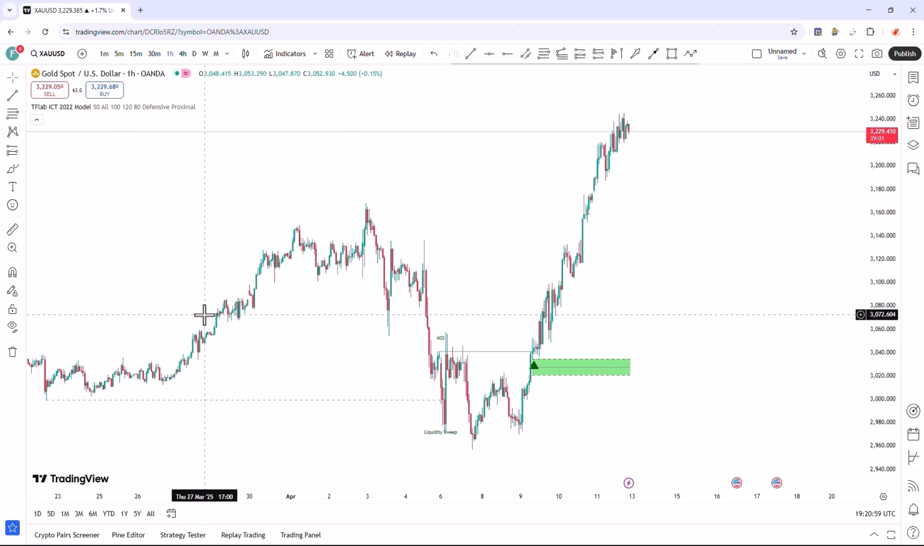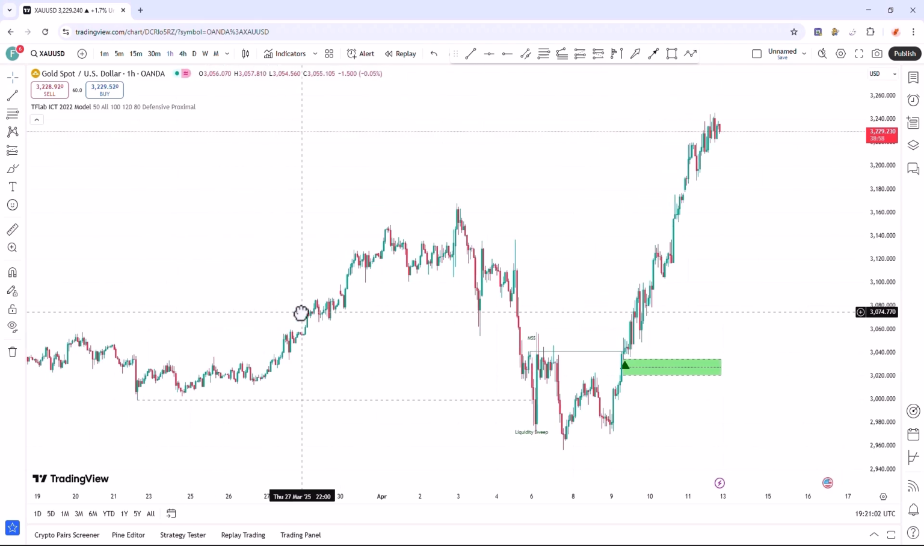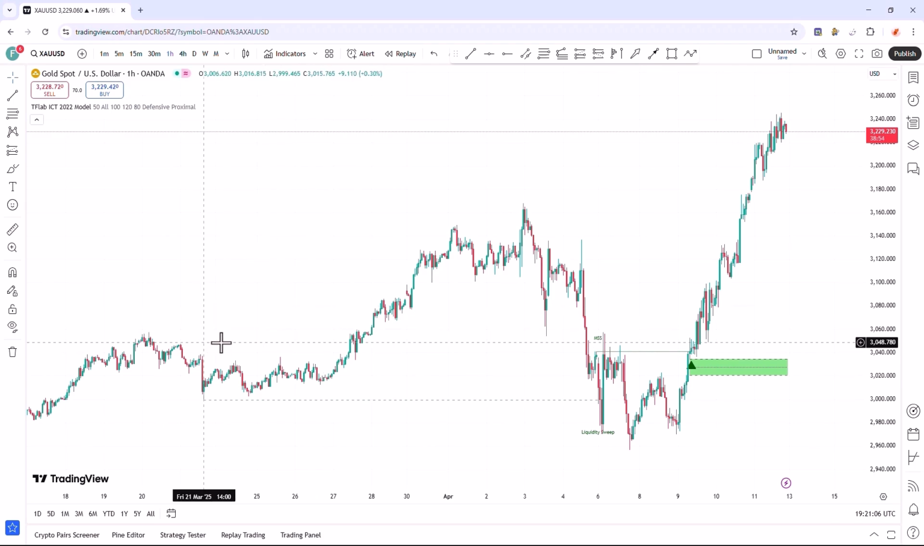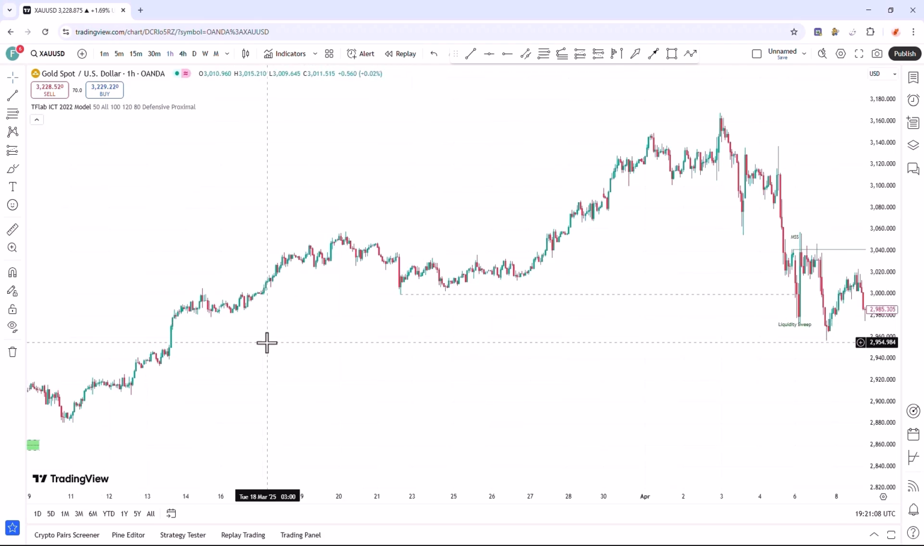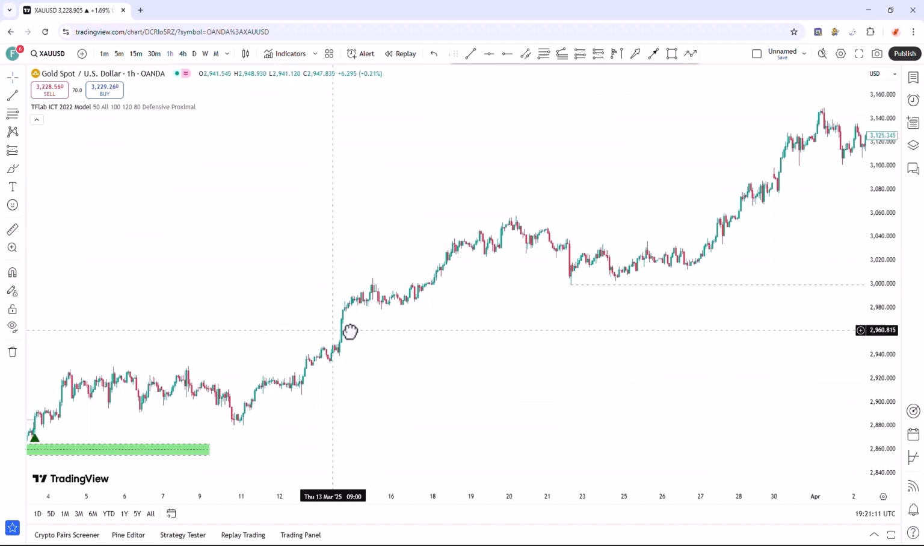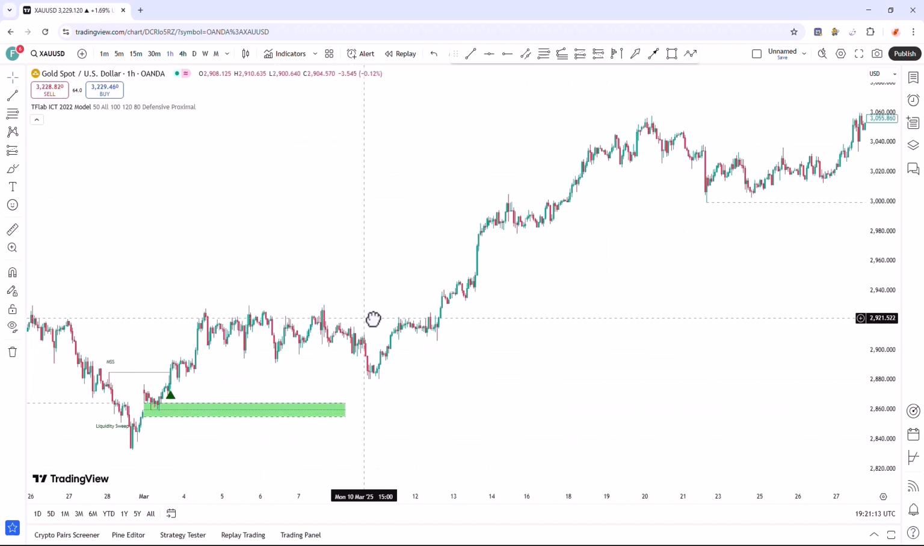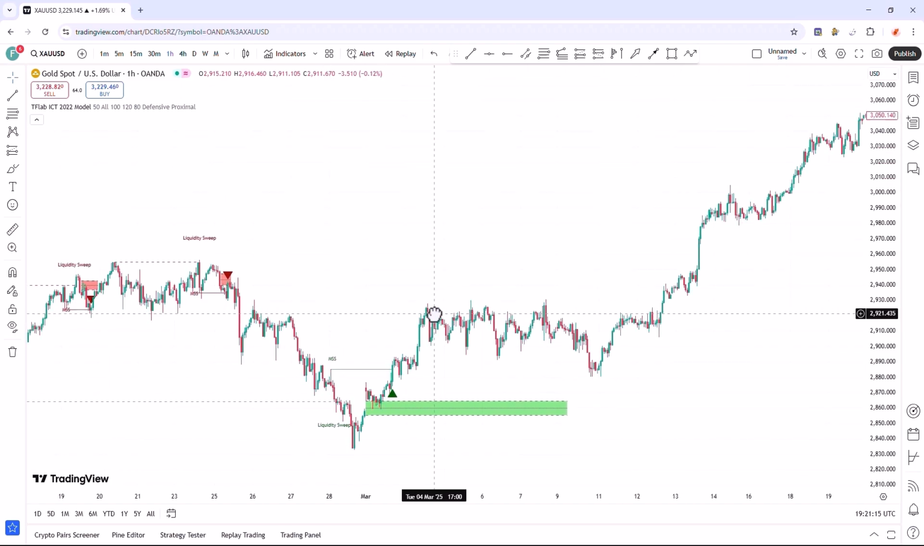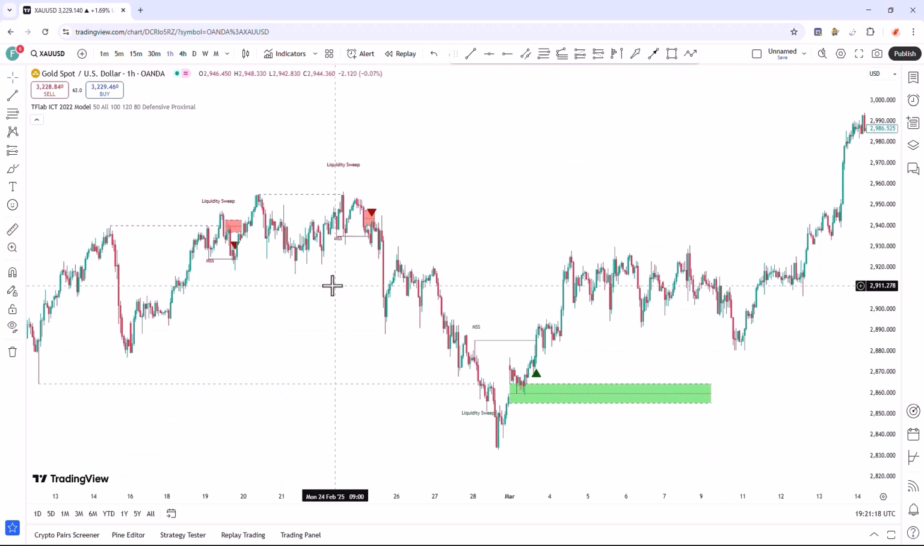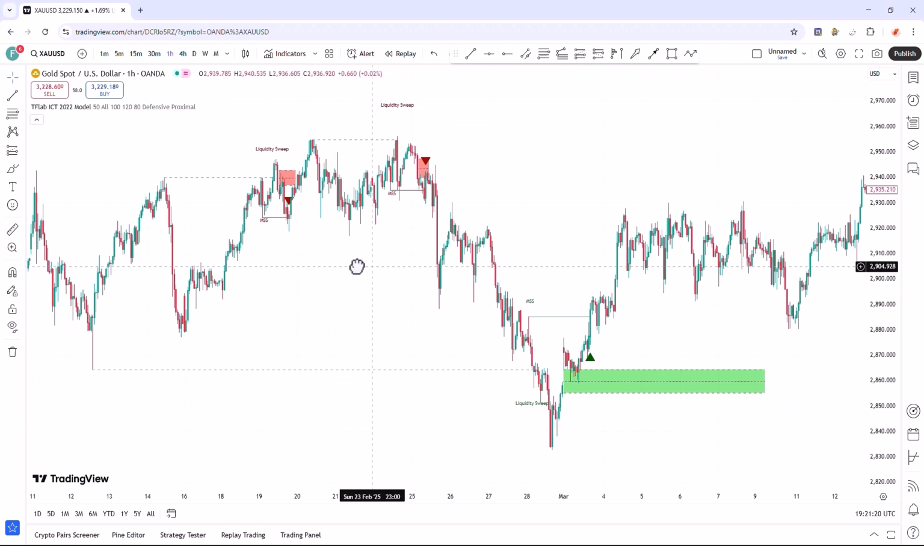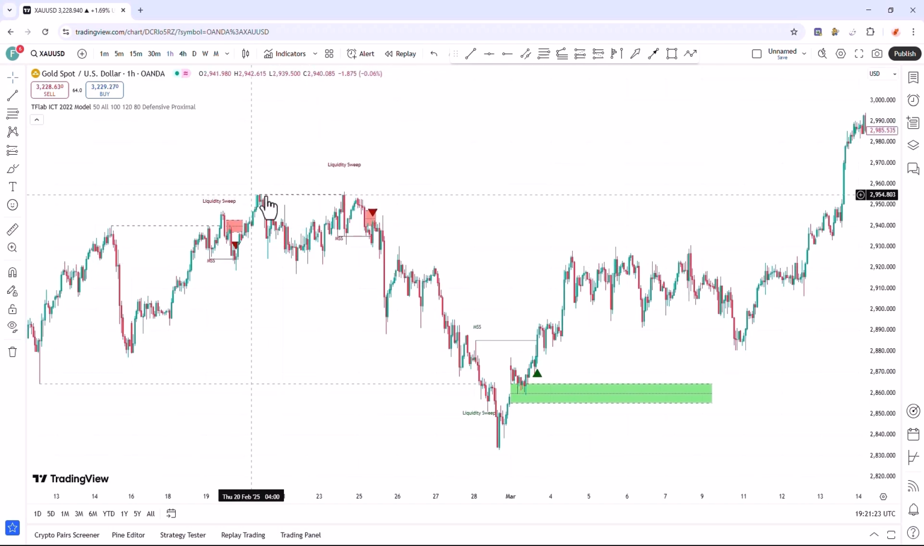The 2022 ICT entry strategy indicator uses ICT concepts to identify key liquidity levels such as the previous day's highs and lows and important trading session levels. It detects a liquidity sweep when the price reaches these levels. For example, here we had a liquidity level, and with the price movement and the collection of liquidity above and below this level, it identified the liquidity sweep level for us.